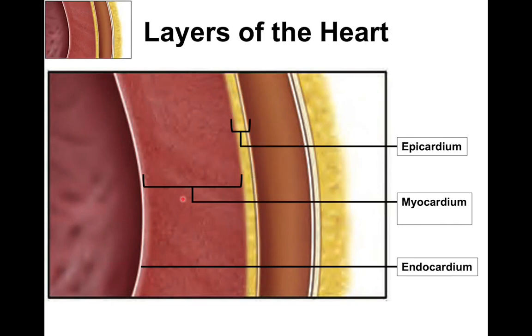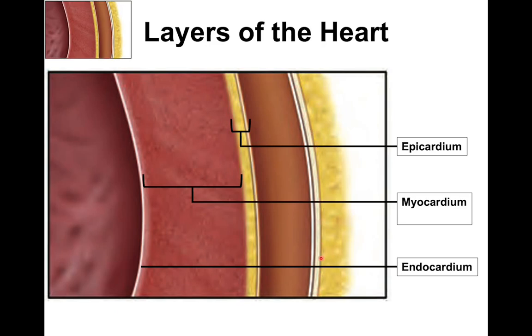So let's start with the heart. Histologically, the wall of the heart consists of 3 layers. The most outer layer is the epicardium, the middle thickest layer is the myocardium, and the most internal layer is the endocardium. And as you know from lecture, the heart is covered and protected by the fibroserous pericardium. So this is the most outer layer.